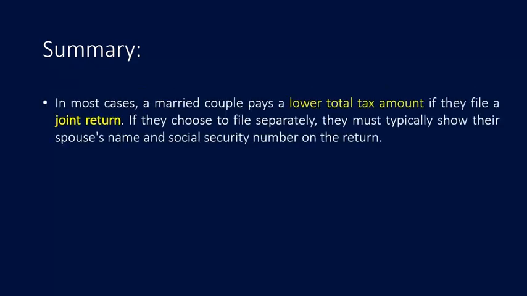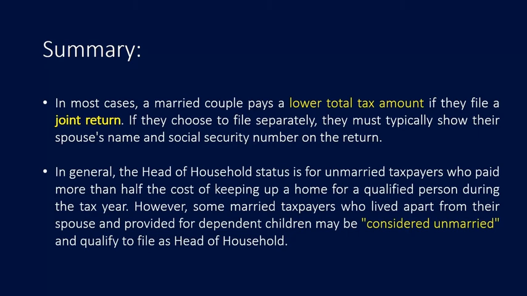In most cases, a married couple will pay a lower total tax amount if they file a joint return. If they choose to file separately, they must typically show their spouse's name and social security number on the return. In general, the head of household status is for unmarried taxpayers who paid more than half the cost of keeping up a home for a qualified person during the tax year. However, some married taxpayers who lived apart from their spouse and provided for dependent children may be considered unmarried and qualify to file using the head of household filing status.